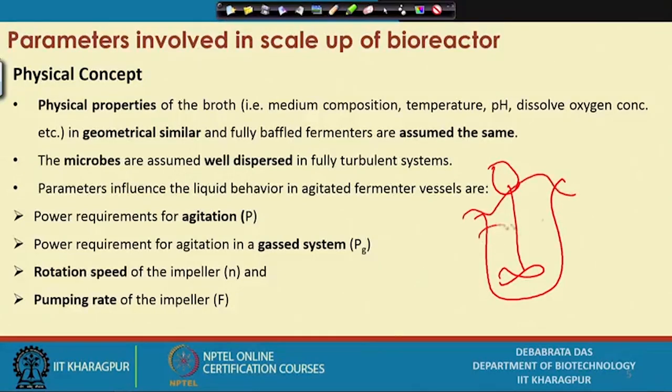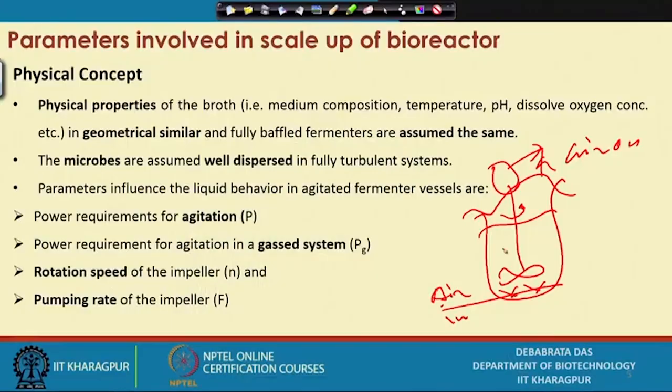Suppose this is a stirrer. Now, when it is starting, naturally the power drawn by the agitator will be more. Now, if you flow some air in the system, air in and air out, then due to the aeration there will be turbulence, a kind of movement of the water. Due to this, the power requirement of the stirrer will be less as compared to the ungassed system. So this is the gassed system power requirement.